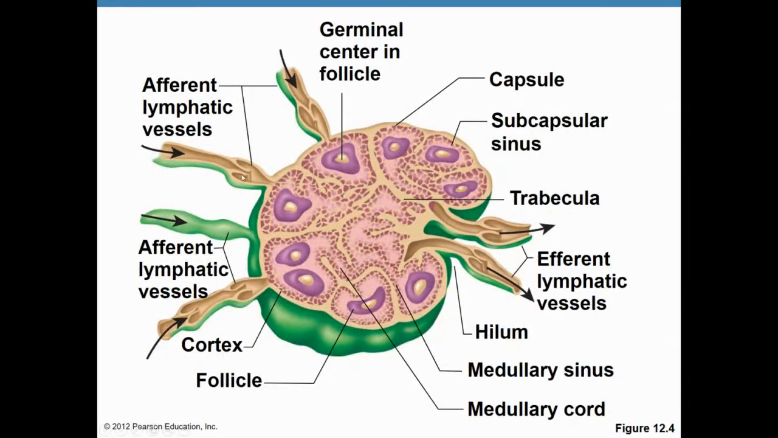So again, we have several afferent vessels that carry the lymph towards the node, but only a few that carry the lymph away from the node. And so that causes the lymph to stagnate inside of the lymph node, so there's ample cleansing time.